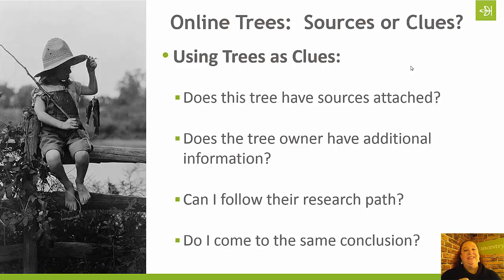Now remember, that's the fourth step of the genealogical proof standard. If you have an online tree that has a conclusion and you come to a different conclusion, how do you resolve that conflicting evidence? Because it is conflicting evidence. And so you have to see if you can resolve it in a meaningful way that makes sense and that you can justify or defend. If you can't, then you haven't really completed the genealogical proof standard.